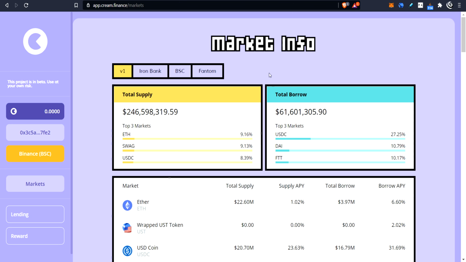Here we have the market info of all three blockchains. Now these two here are actually both on Ethereum. So version 1 is Ethereum and Iron Bank is on Ethereum. Iron Bank is a kind of Yearn Cream merger type thing. This is a very special case. I will talk about this more after, and explain some things about Iron Bank that make it very special. And then we have Binance Smart Chain and Phantom.